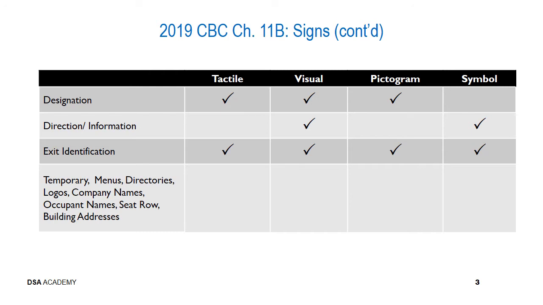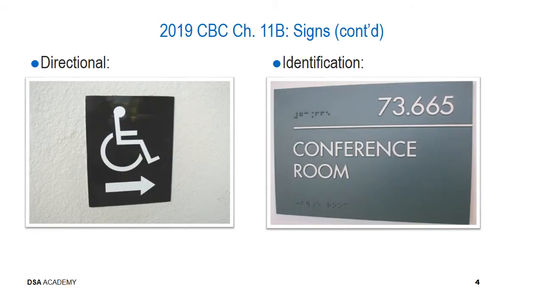Directional and informational signs must meet the visual and symbol provisions in Chapter 11B. Exit identification must meet the tactile, visual, pictogram, and symbol requirements. Temporary signs, menus, directories, logos, company names, occupant names, seat rows, and building addresses are not required to comply with Chapter 11B.